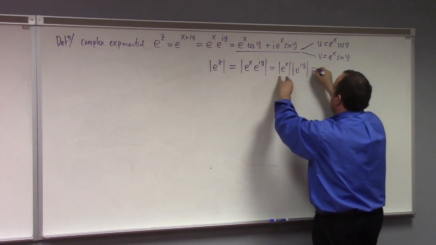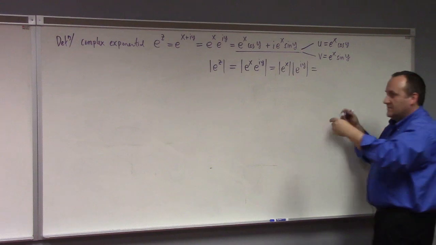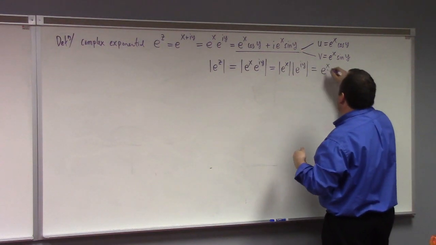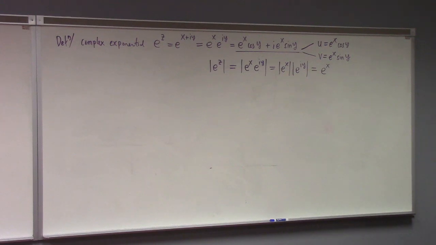What's the modulus of e to the x? Well, it's a real quantity. It's just positive. So like you said a minute ago, e to the x. So is the complex exponential ever 0? Its modulus is e to the x. Can that be 0? It cannot, right?